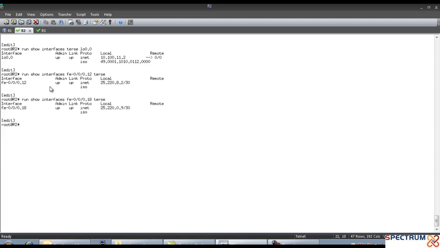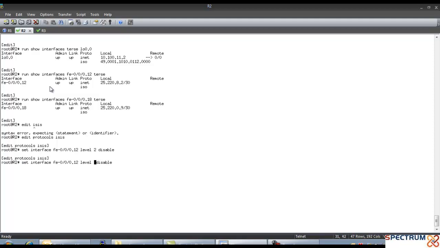Similar configuration we have to do on R2. We have to disable level 2 adjacency, because we are forming level 1 adjacency between R1 and R2 on the FE0/0/0.12 interface. Similarly, R2 is currently forming a level 2 adjacency with R3, so we have to disable level 1 adjacency on the FE0/0.18 interface, and we have to configure the loopback interface also to work ISIS properly.